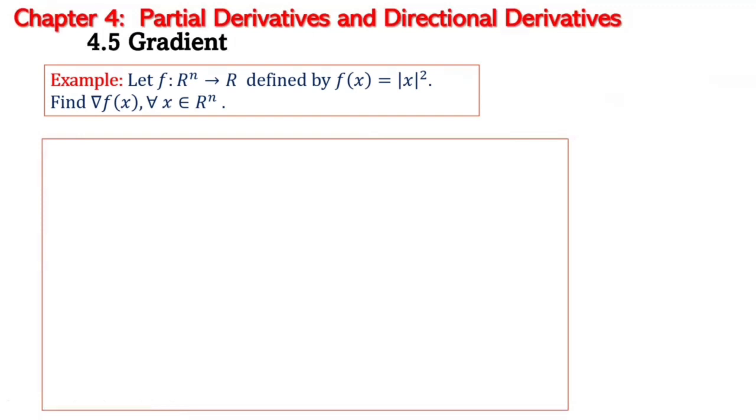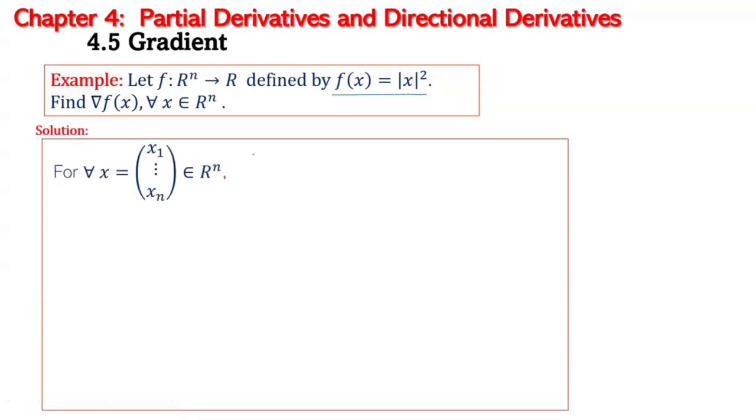Okay, now we have an example here. Let f be from Rn to R, defined as f(x) equal to the absolute value of x, whole squared. Then the question is to find the gradient of f(x) for all x belonging to Rn. There are two methods to solve it with respect to the previous theorem. We can connect the gradient of f(x) with the derivative, or we can calculate directly using the partial derivative of f with respect to each variable.